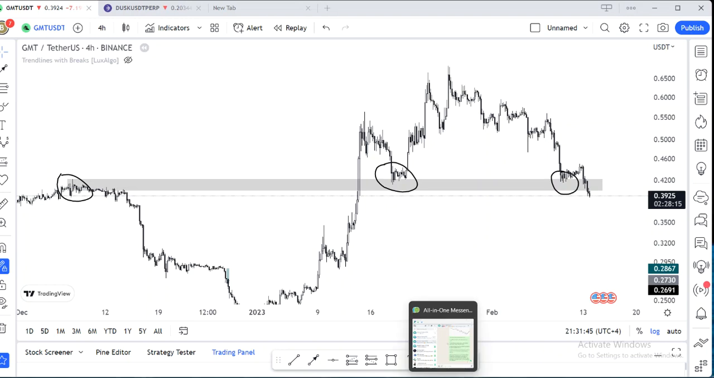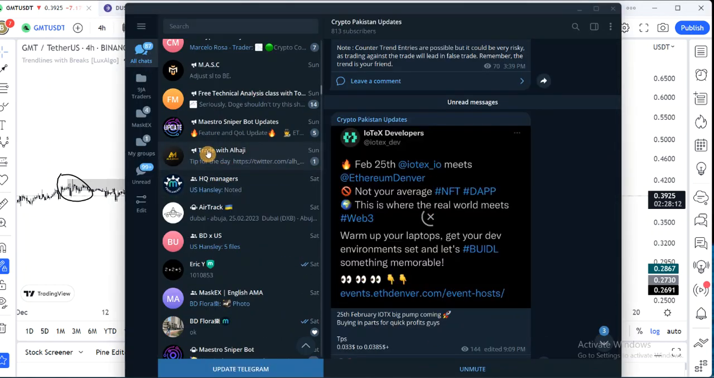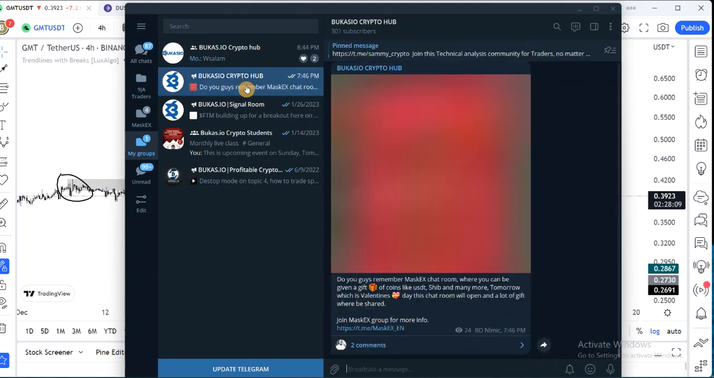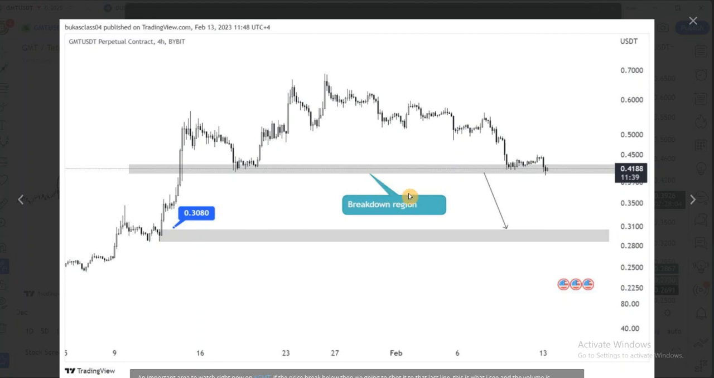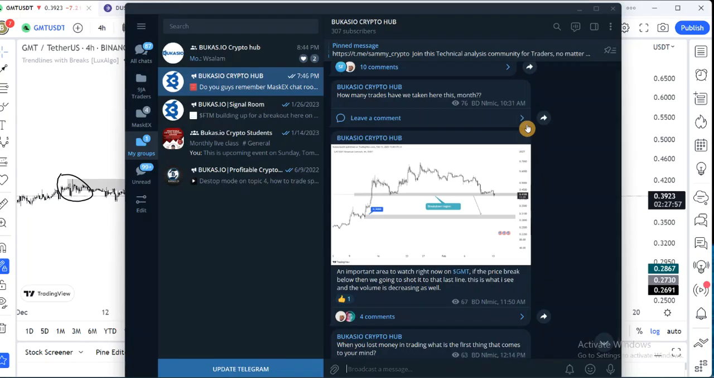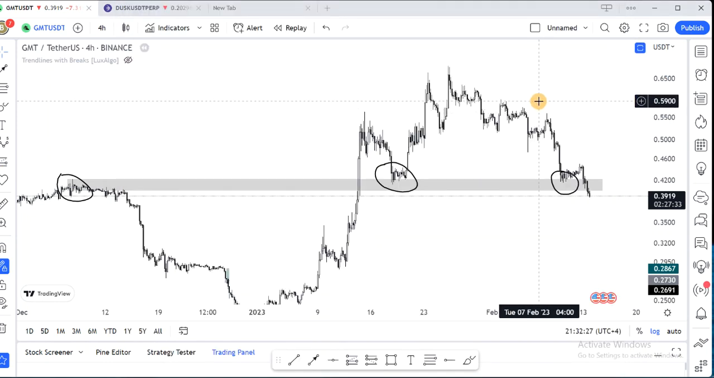check my Twitter handle, if you check my group, let me show you guys my group. So this is my group, and immediately at this level I said something here. Can you see that? So everything I do is documented. I said: an important area to watch right now on GMT. If the price breaks below, then we are going to short it to the last line, which is this line below here. This is what I see, and the volume is also decreasing. The volume, the pressure of buys, is decreasing as well on GMT.